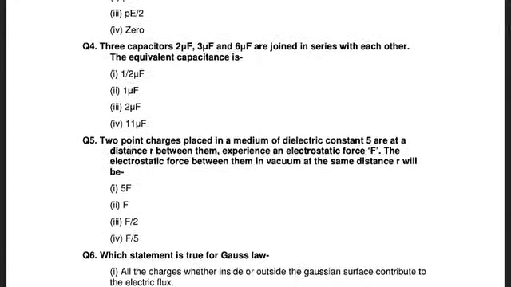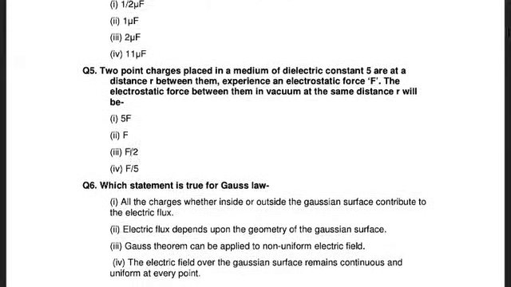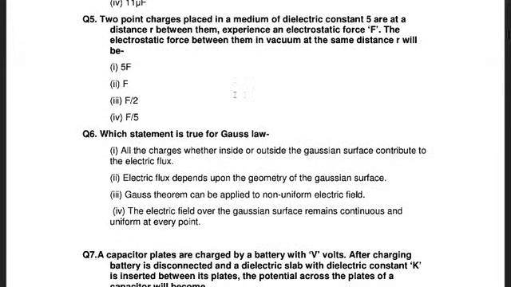Question number 5. Two point charges placed in a medium of dielectric constant 5 at a distance r between them experience an electrostatic force F. The electrostatic force between them in vacuum at the same distance r will be: option 1, 5F; option 2, F; option 3, F by 2; option 4, F by 5. Correct. The answer is option 1, 5F.